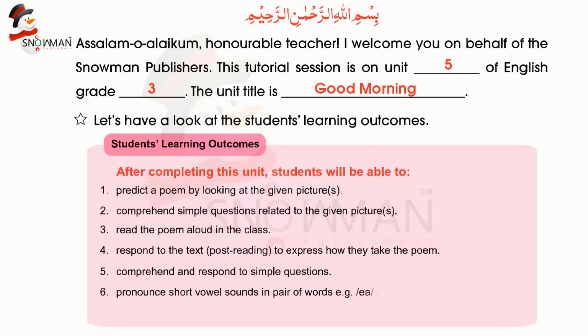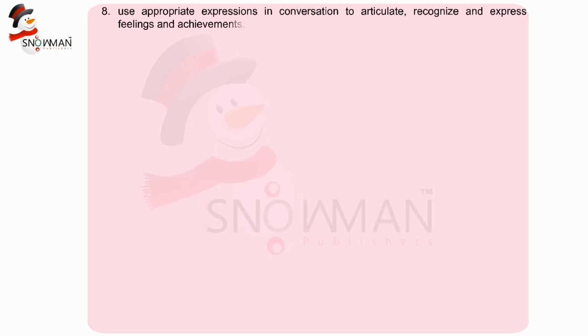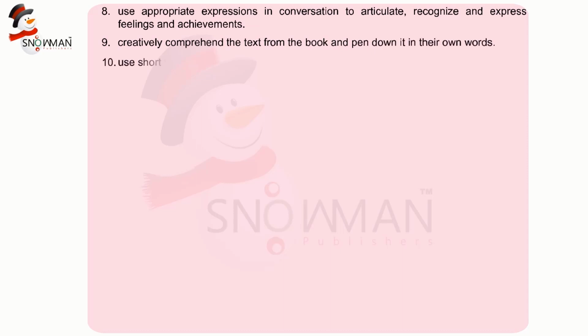example, E, A, O, U, U, I. Recognize and identify the short vowel sounds and pairs of words, that is, E, A, O, U, and U, I. Use appropriate expressions in conversation to articulate, recognize, and express feelings and achievements. Creatively comprehend the text from the book and pen down it in their own words. Use short vowel words in sentence making.